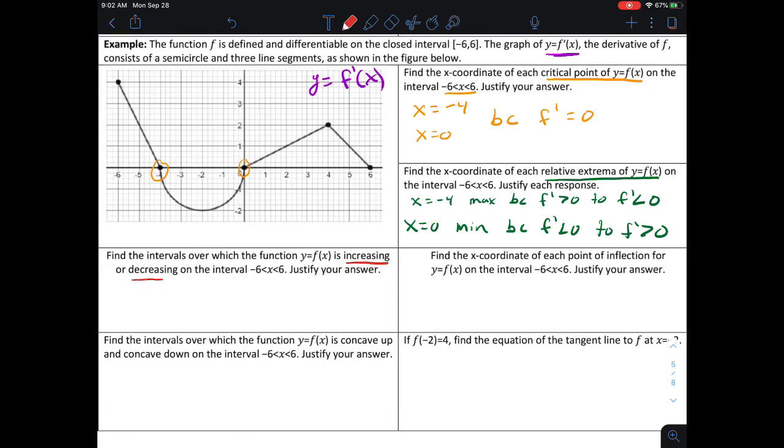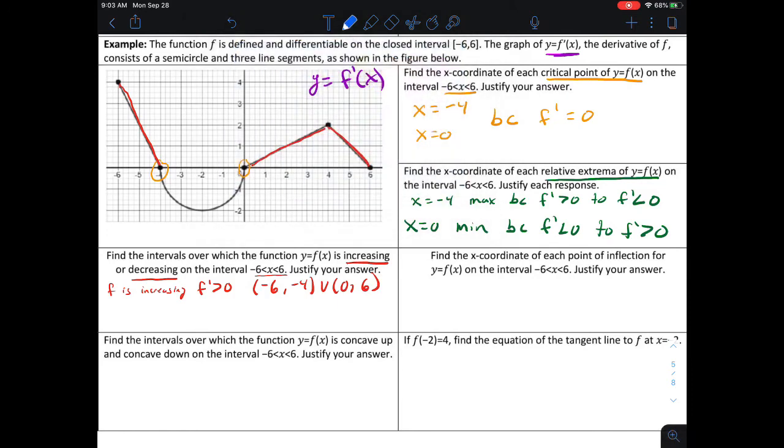Now we want to look at intervals of increasing and decreasing from the graph. Now remember, f is increasing where my first derivative is greater than 0. We're on this interval from -6 to +6, non-inclusive. So I'm increasing everywhere my first derivative is positive. So we're going to go from -6 to -4, and then from 0 to 6.